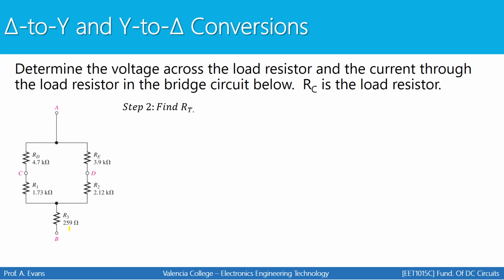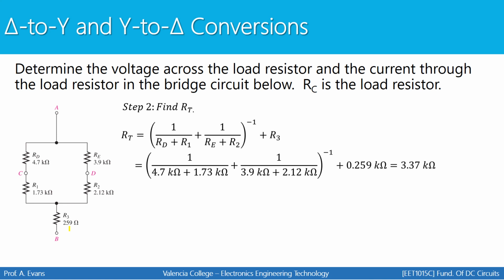So to find the total resistance, we're going to combine RD and R1. They're in series. Add them up. We're going to combine RE and R2. They're in series. Add them up. Once I add these together and add these together, those two values are in parallel. So I have to find that parallel combination. Then I'm going to add R3 to that number, because when I combine these two branches, those two branches combined are in series with R3. So that's how I'm going to find my total resistance.